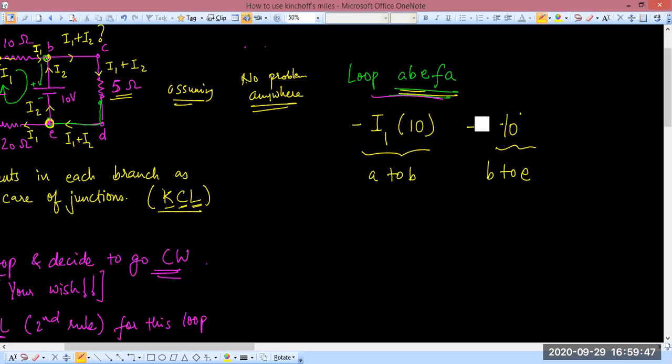No, Cordell, you are wrong. It will not be 10I2. This has no relation with current because here it's a battery. Between B and E, we are going through a battery, right? So only minus 10 will come. It has nothing to do with current. Clear?